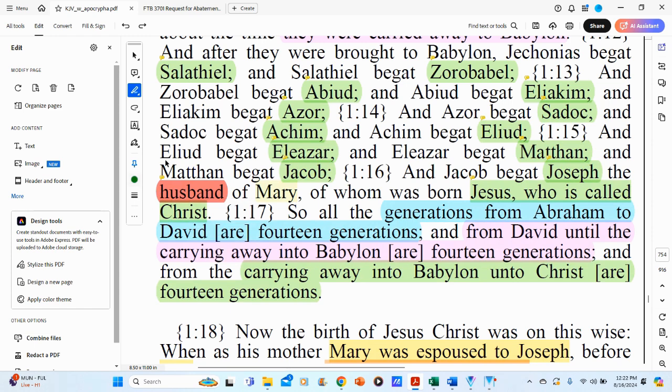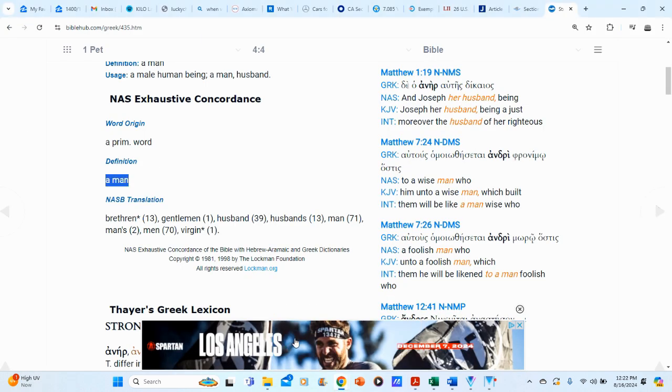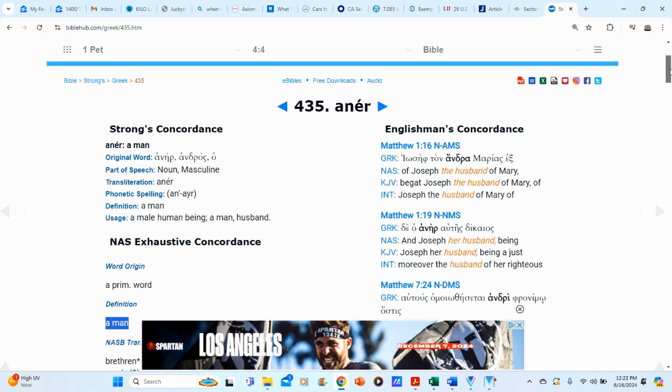This husband is a typo. I'm going to say not a typo, but a mistranslation. This is a mistranslation, as I've shown in other versions. It actually says father instead of husband. Again, here, a man. Right here you have brethren, gentlemen, husband. Like, this is a rainbow of usages for just one word.